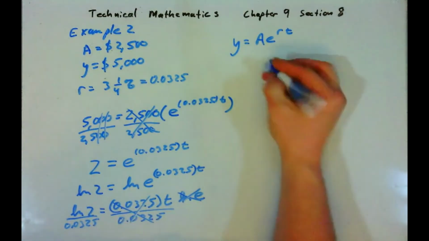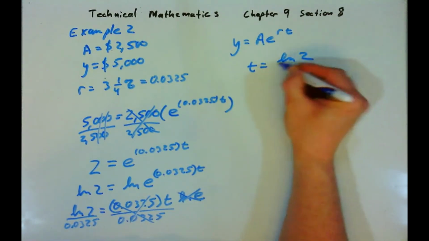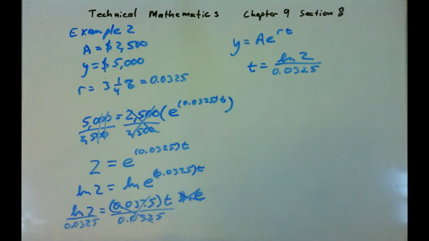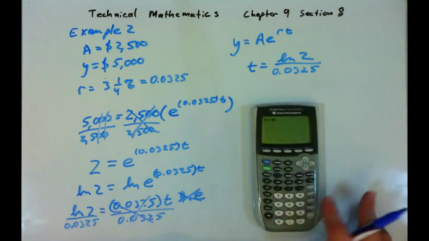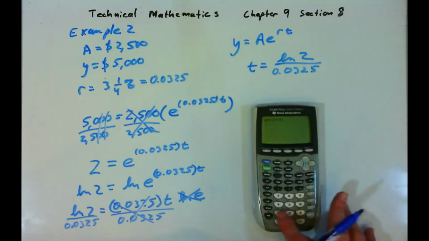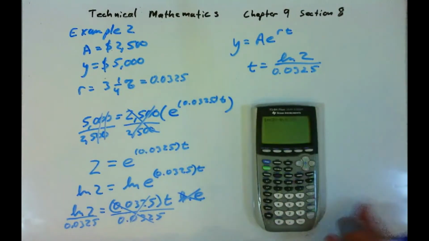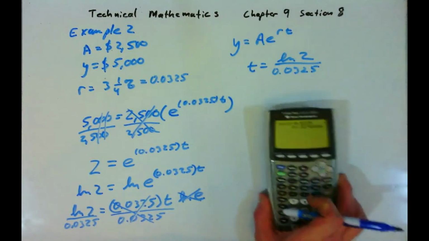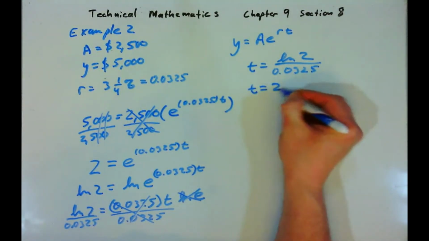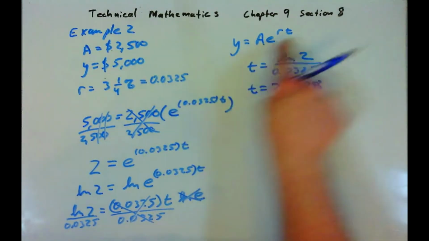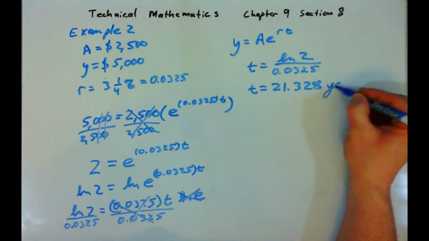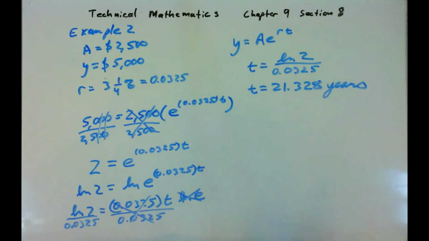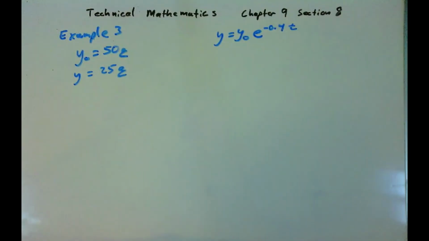Cancels over here, and we get t equals the natural logarithm of 2 divided by 0.0325. And so we can plug this into our calculator. Take the natural logarithm of 2, close parentheses, divided by 0.0325. And we get 21.328. Okay, and t in the formula is measured in years. That is how many years it will take. And so depending on where you round, it's going to take at least 21 years for our money to double in this account.